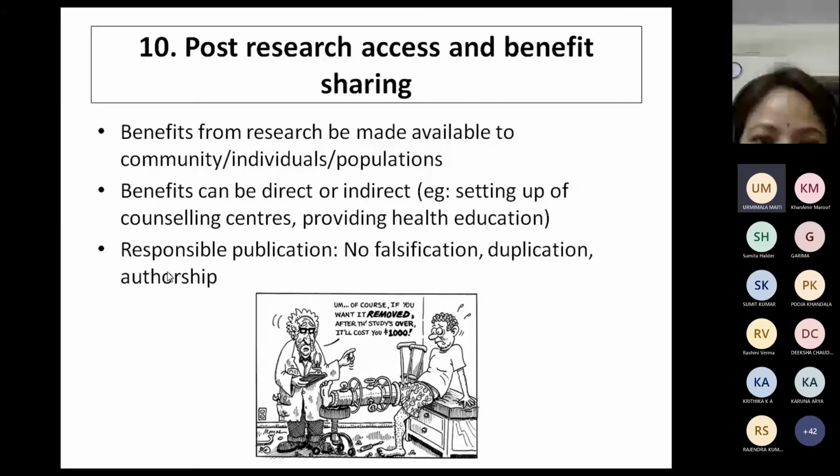Post-research access and benefit sharing, I have already talked about. Whatever benefits from research are made should be made available to the community, individuals, or populations. It could be direct or indirect. And about the publication, there should be no falsification, no duplication, and authorship details have to be as per the article rules.